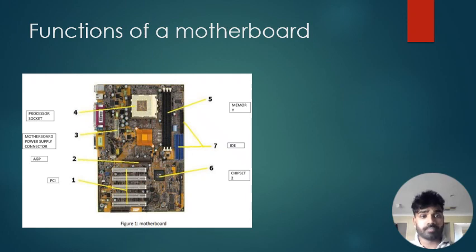Number 4 is called the processor socket, which holds the CPU in place. Number 5 is memory, which stores data the computer needs. Number 6 is called the chipset, which manages communications between the CPU, memory, and others. Number 7 is IDE, also known as integrated drive electronics, which connects storage devices to the motherboard.